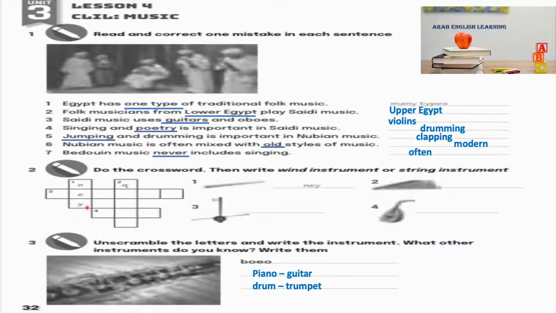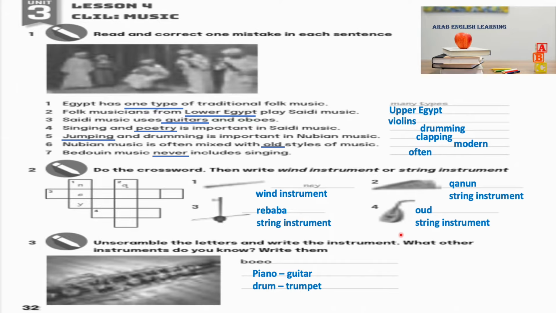So here the first one is done by the book, ney, and ney is a wind instrument. 2 is kanun, and you write it here, and it's a string instrument. 3 is rebaba, and rebaba you can write it here. It's a string instrument. 4, oud is a string instrument too, and you write it in number 4.